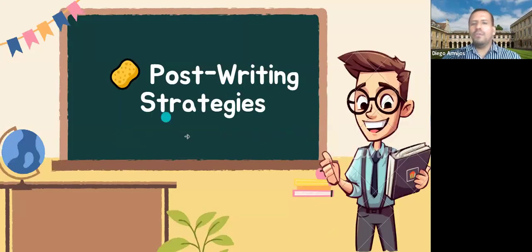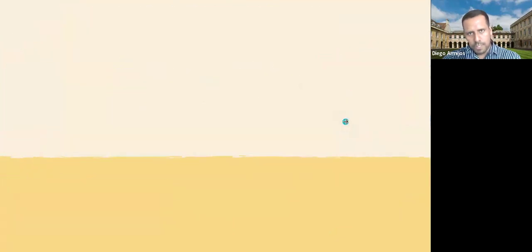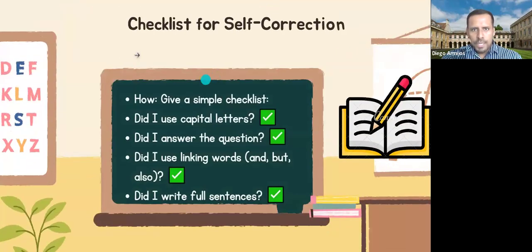Now we have post-writing strategies. I'm gonna show you four writing strategies. Let's see which one is the first. Okay, checklist for self-correction. This is the last part, the final part of the writing, okay? For example, we can give, as I said, a checklist. This is very important for beginners especially, or maybe intermediate, advanced. It depends how you use it, right?